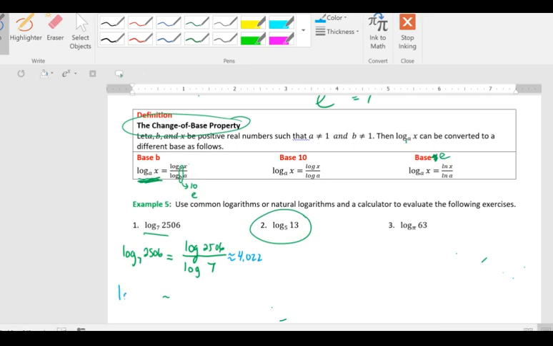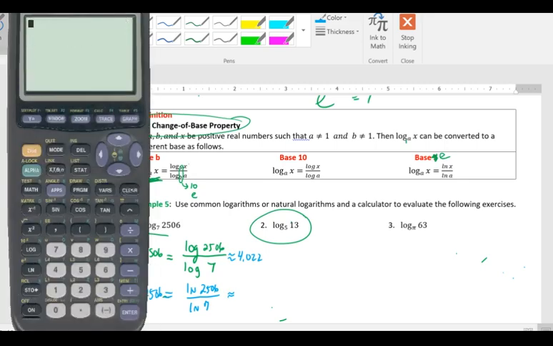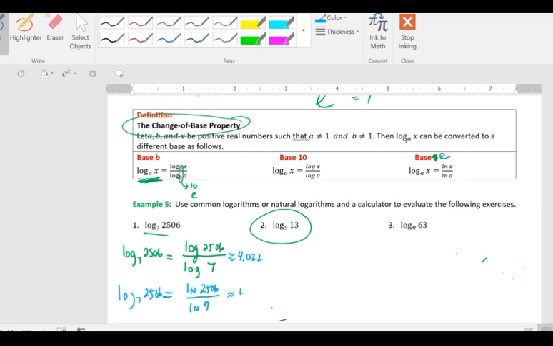Okay. Or you could also use the natural log if you prefer. So depending on your calculator, if you have a TI-89, then changing this to the natural log would be easier than using the word log. So if you use natural log, then we would have natural log of 2,506 divided by natural log of 7. And notice we get the same answer.